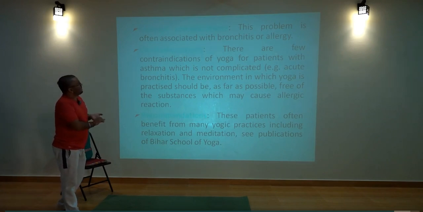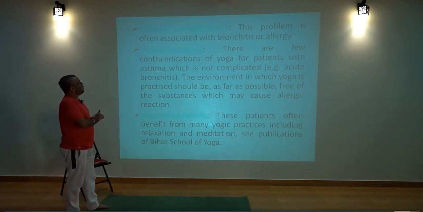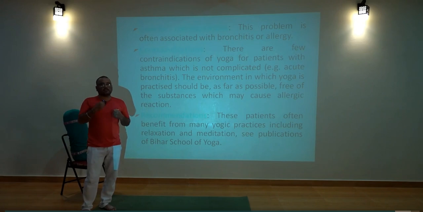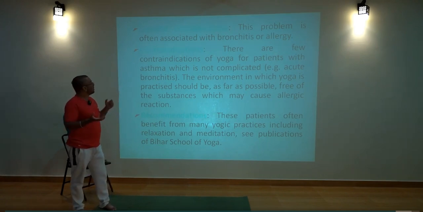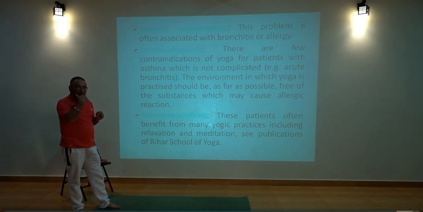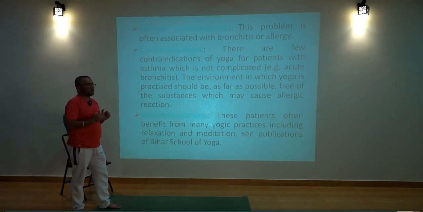So general consideration: this problem is often associated with bronchitis or allergy. It starts with bronchitis, inflammation in the bronchi, or some type of allergy. So when we are not focusing, not treating properly, it becomes asthma. There are few contraindications to yoga for patients with asthma, which is not complicated. For example, in acute bronchitis, avoid a little or go according to the signs and symptoms. Observe the student and their signs and symptoms, then slowly get into the practices.